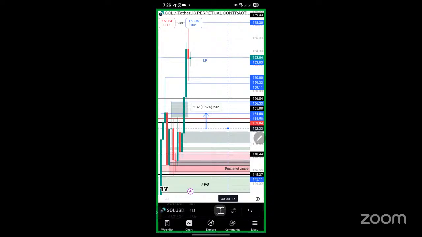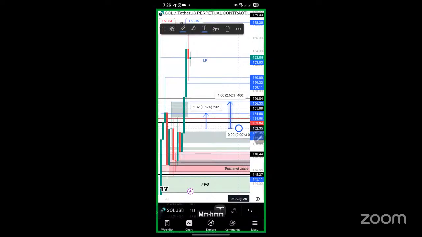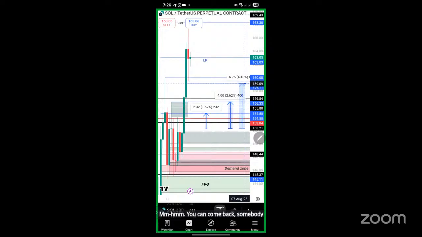This coin was very slow. It was good to trade on Royal Chain. It moved, but its movement was not usual. So I took profit there. You can come back; somebody takes profit here. Then it comes here, somebody comes back here and takes profit here.